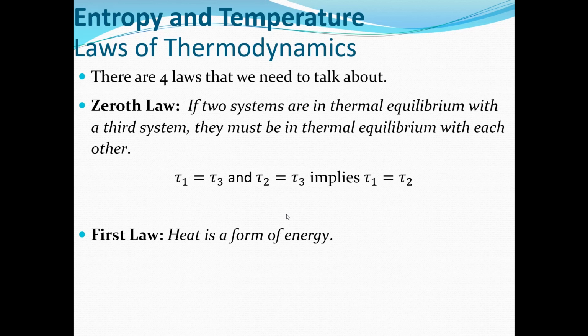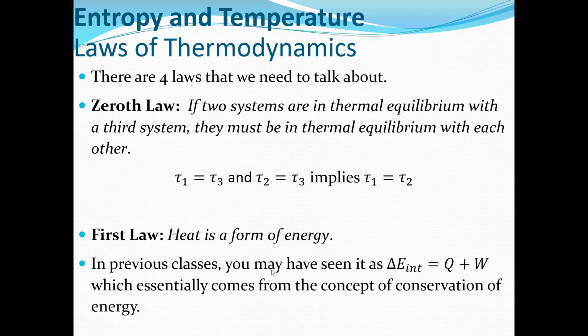And then the first law is essentially, or at least the way that we're going to look at it, that heat is a form of energy. So you've probably seen this type of equation, usually the first law in, I believe, physics 126. You'll see it written like this: the change in internal energy of a system is equal to the heat added to the system plus the work done on the system. Basically, it's the same thing. It's the idea that heat is a form of energy and that energy is conserved. So that's really the interpretation that we're going to take from the first law.